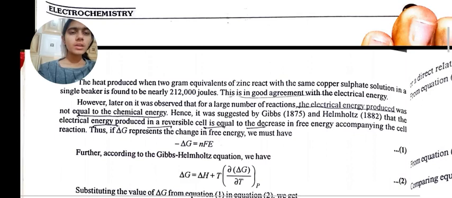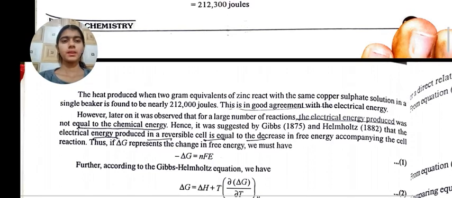However, later on it was observed that for a large number of reactions the electrical energy produced was not equal to the chemical energy. Hence, it was suggested by Gibbs in 1875 and Helmholtz in 1882 that the electrical energy produced in a reversible cell is equal to the decrease in free energy accompanying the cell reaction. Thus, if ΔG represents the change in free energy, we must have minus ΔG is equal to nFE.